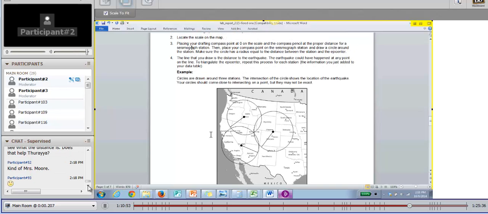Placing your drafting compass. If you don't have that, that's okay. I'm going to show you another way to do it. You're going to draw a circle around each one of those epicenters and see where they meet. Because we need more than one data point. If it was just one data point, it would only be somewhere in one of these circles. But those graphs are all over the country.